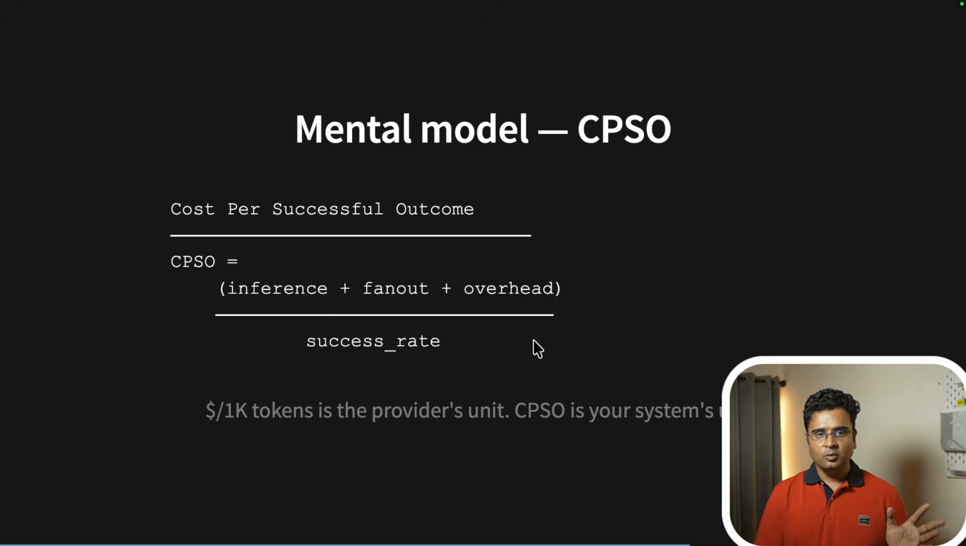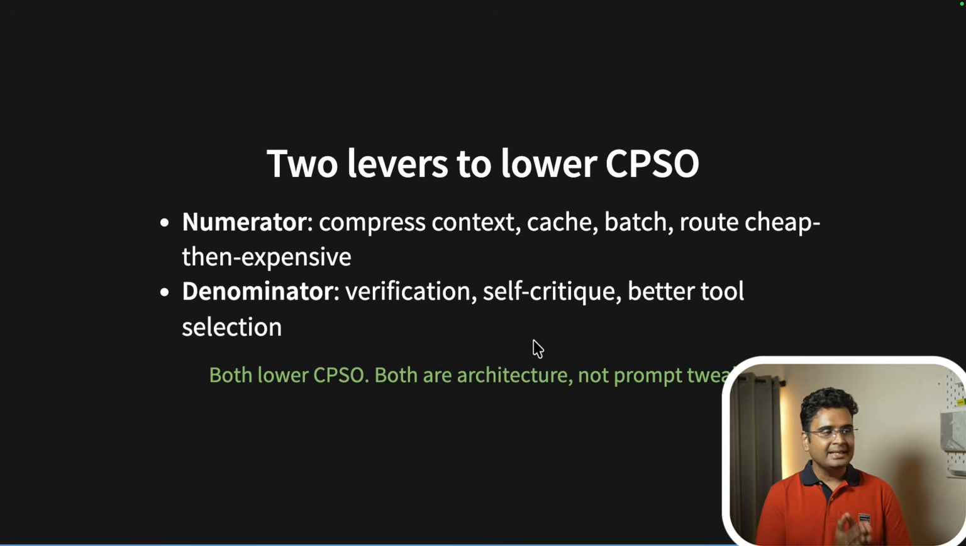So, when you optimize, you can move either side of this equation. You can lower the numerator by compressing the context. Maybe you use caching, batching, a cheaper model for routing and a more expensive one for generation. Or you can raise the denominator by verification, self-critique, better tool selection. Both moves are going to lower the cost per successful outcome, and both require architectural work.